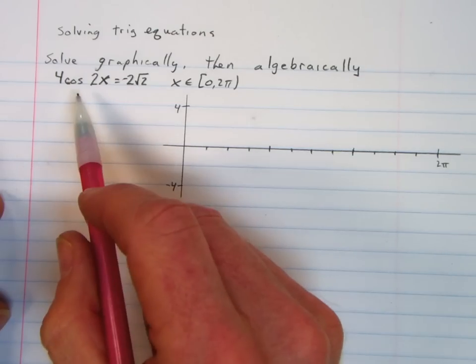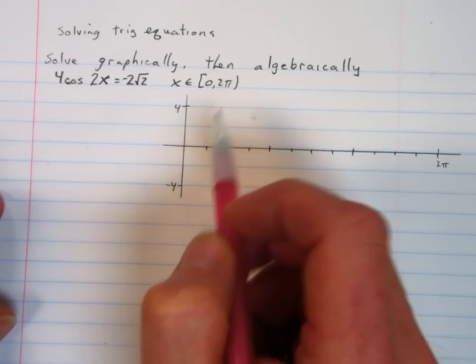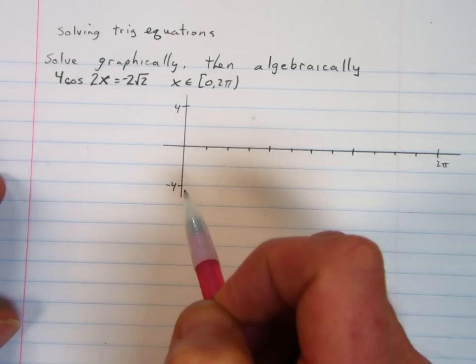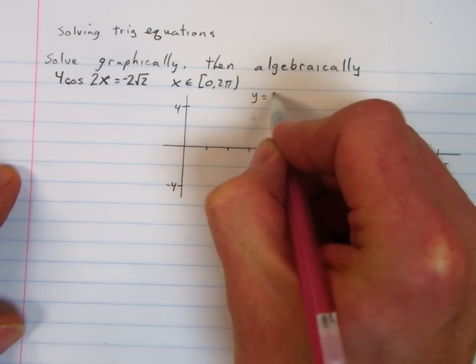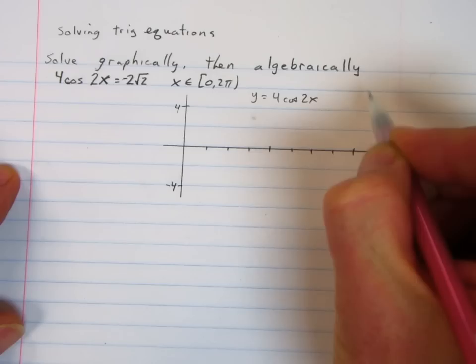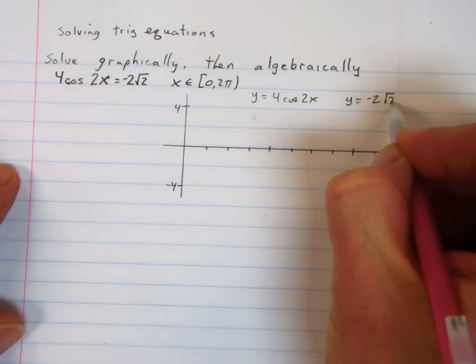Here we have this equation, 4 cosine 2x equals negative 2 root 2. We're going to solve it graphically and then we'll do it algebraically. And graphically, we're going to graph y equals 4 cosine 2x, and we will graph y equals negative 2 square root of 2.